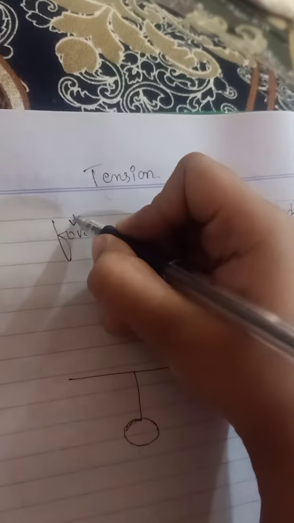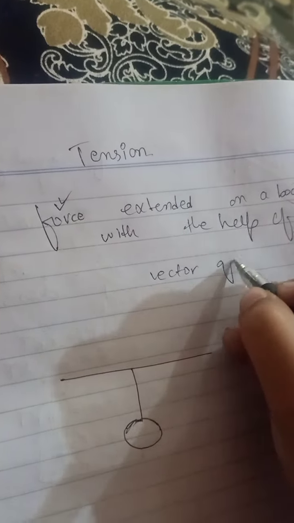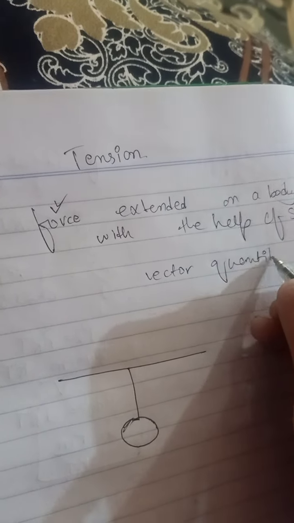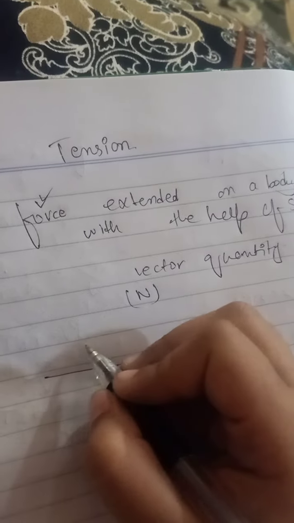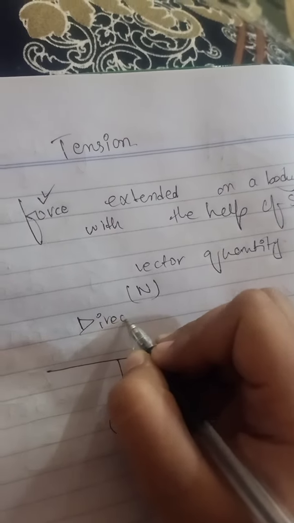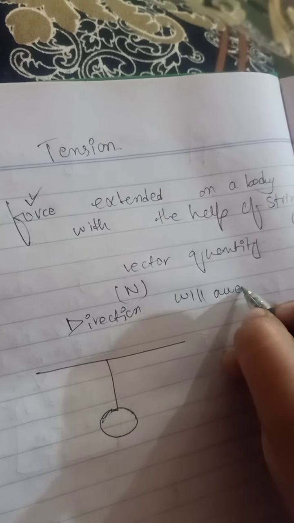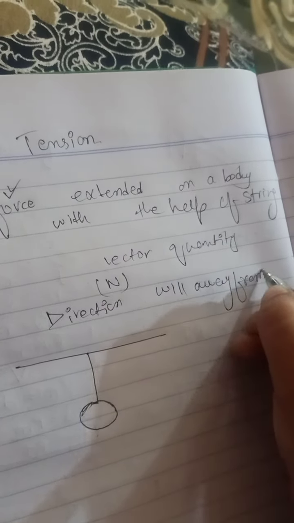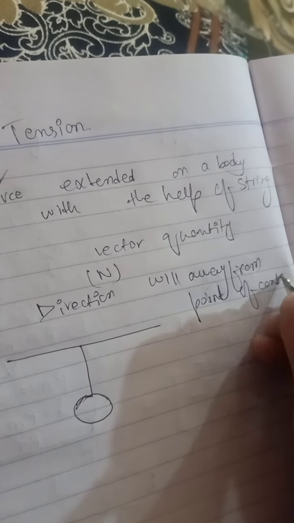Tension is actually a force, and it is a vector quantity because it has both magnitude and direction. Its SI unit is the Newton, as you all know, and its direction is away from the point of contact. What does it mean?